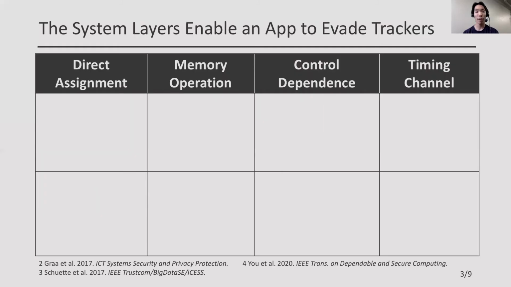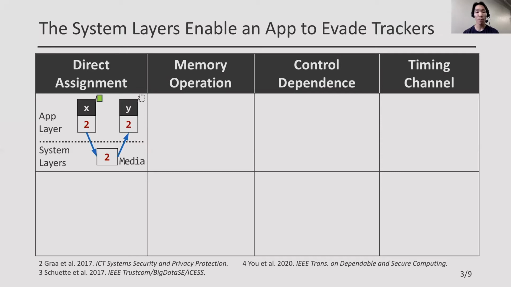Next, let me explain the anti-taint analysis techniques. I'd like to focus on how the system layers enable an app to evade current trackers. Information flows are classified into 4 types: direct assignment, memory operation, control dependence, and the timing channel.